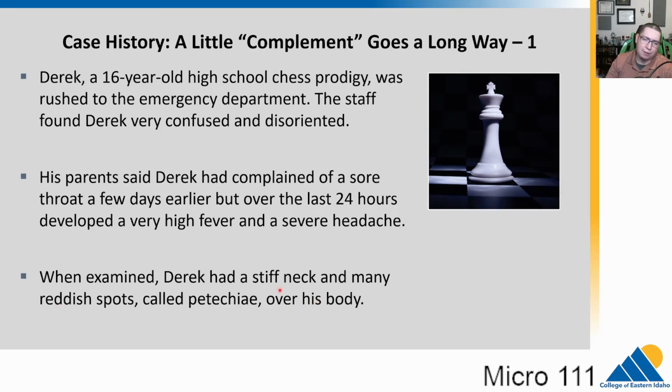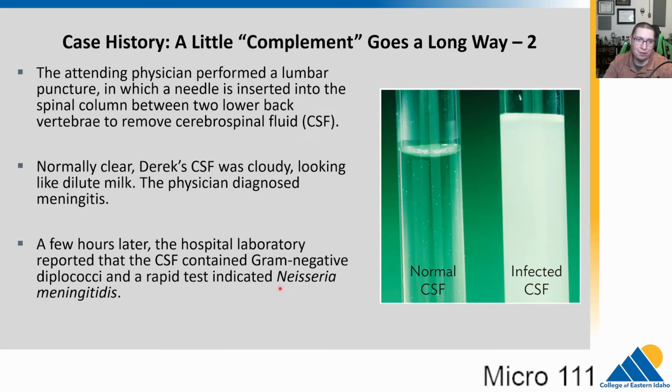The stiff neck, the fever, the headache, all of that points towards meningitis, which we've heard a billion times now in this course. So they do a lumbar puncture, the spinal tap, and they find that his cerebrospinal fluid is full of white blood cells. So he has meningitis. They send it to the lab, and they confirm that he has gram-negative diplococci in there. And they do a rapid test and identify Neisseria meningitidis, which is a common cause of meningitis.